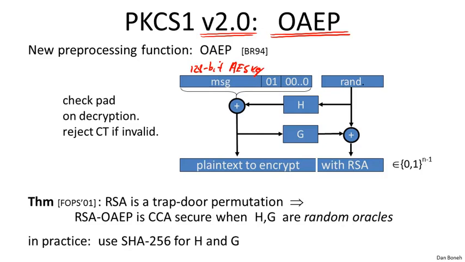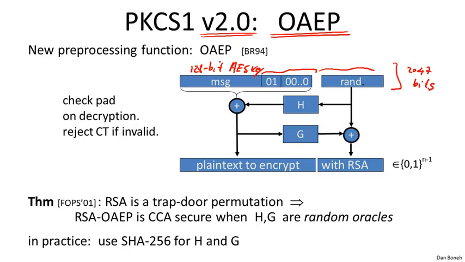The first thing you do is append a short pad to it. In this case, you put a 0, 1 at the beginning, and then you append a whole bunch of zeros. How many zeros actually depends on the standard, but let's suppose there are 128 zeros in here. And then you also choose a random value so that this whole string is as big as your RSA modulus. So let's just say this is 2047 bits.